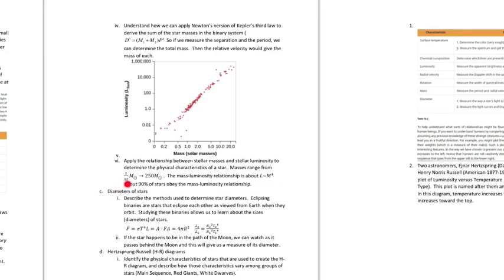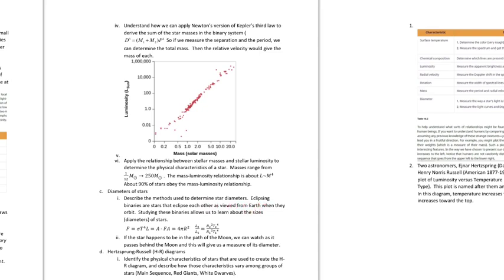Okay, so by the way, roughly speaking, solar masses go from about 1/12 of the sun's mass to about 250 solar masses. That M with a little circle there means a solar mass. Anytime you see a little circle with a dot in the middle, that represents the sun. So diameters of stars. How do we find out diameters of stars? Well, generally this is done by looking at what we call eclipsing binaries.